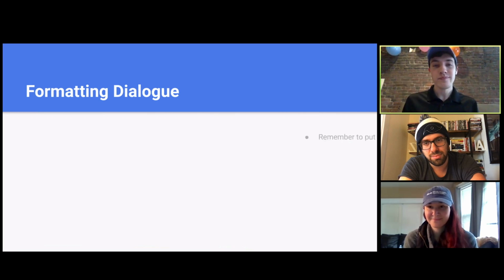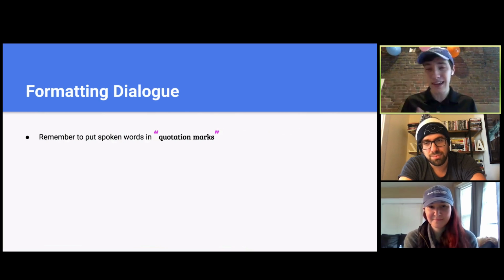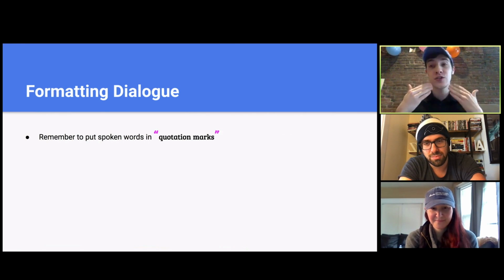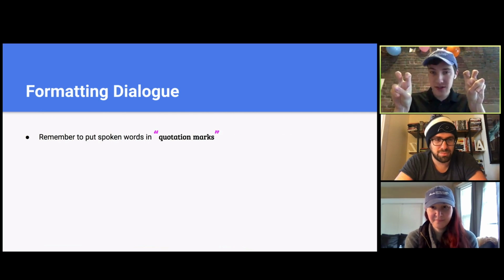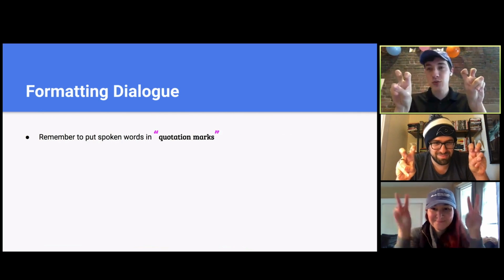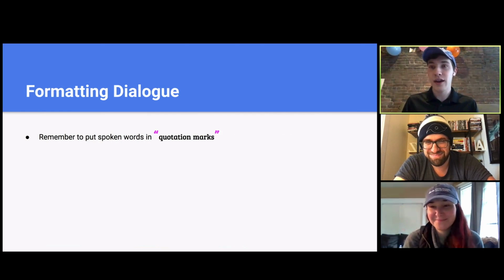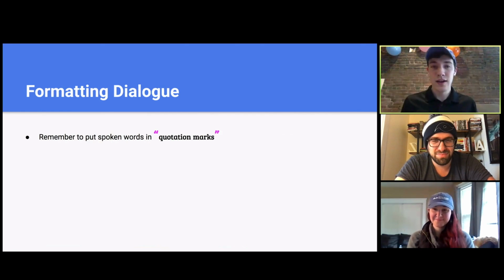So first and most importantly, in order to know that the words you're writing are things that you intend for your characters to say out loud, you're going to put those in quotation marks, right? That's the punctuation we use to show that our character is talking out loud. Those are those little pink marks on either side of the words, quotation marks.